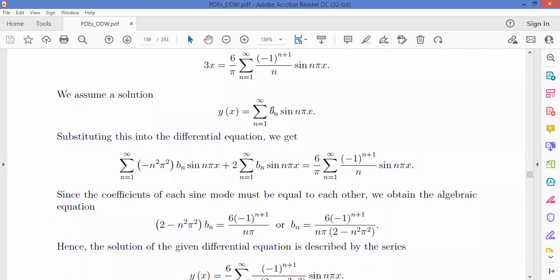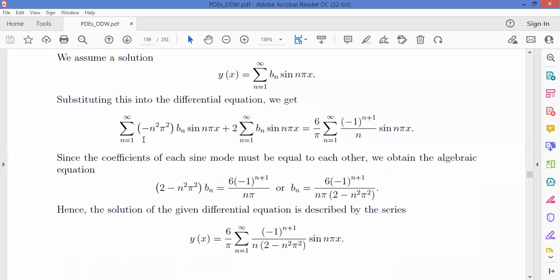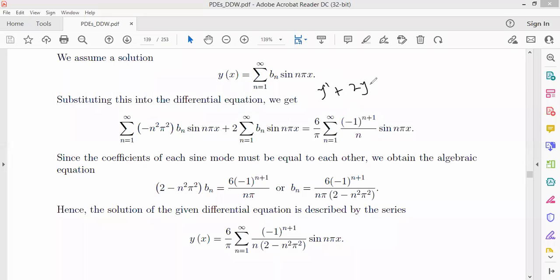So if you do this, we have differentiated this one twice, and you substitute. I have already explained this. Once you substitute, you equate to this term here. This one is being substituted into the equation, y prime prime plus 2y, and this is equal to 3x.